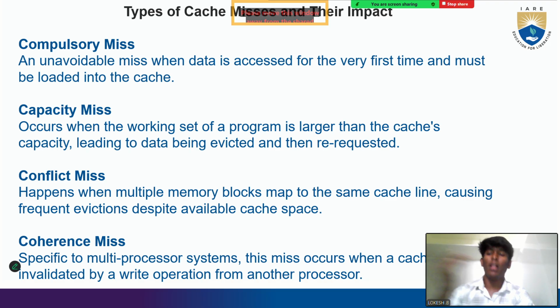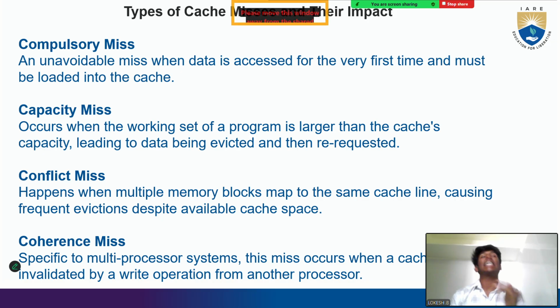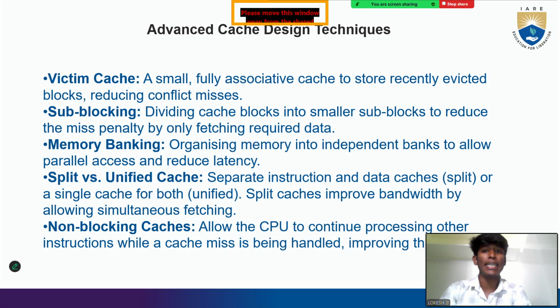Coherence miss is specific to multiprocessor systems. This miss occurs when the cache is invalidated by a write operation from another processor. When the cache is unavailable, this coherence miss may occur. Next, the advanced cache design techniques used.